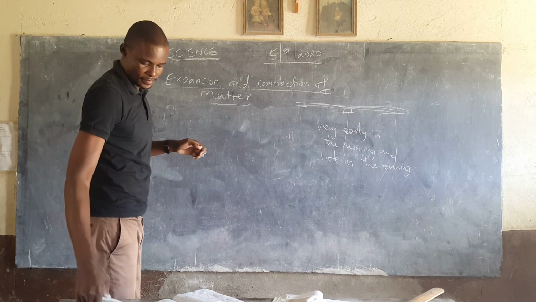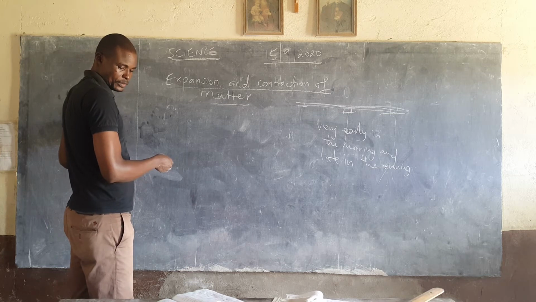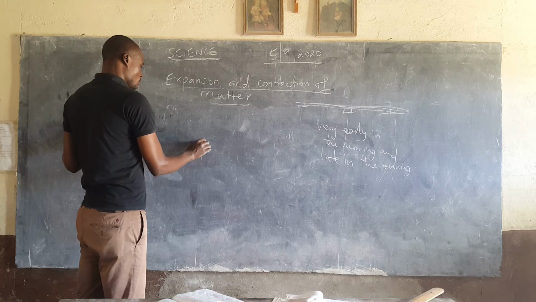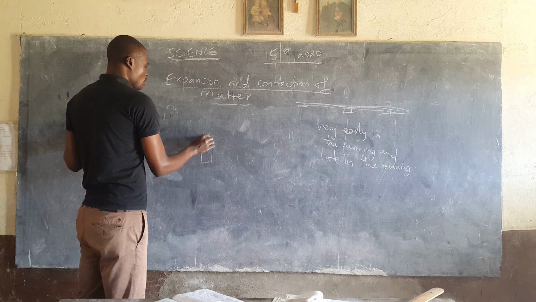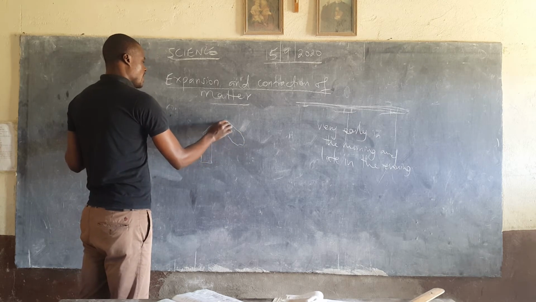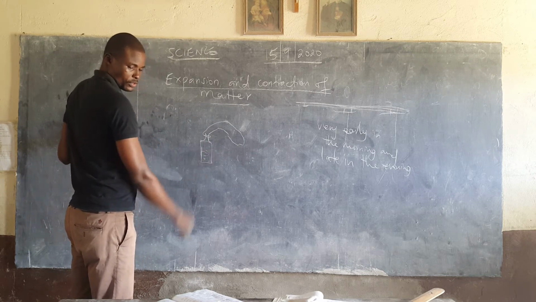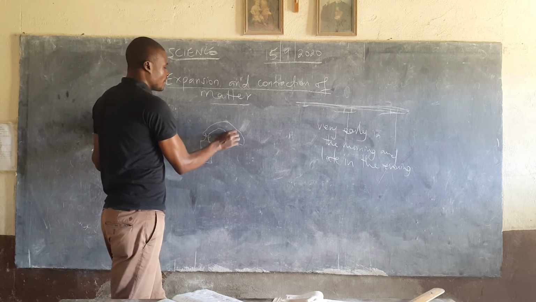On gases, you'll realize that if we put a bottle, let's just talk of a bottle, a metallic bottle or a glass bottle, and we tie a balloon here, a balloon without air inside. If we put a balloon there, you'll realize that air will deflate automatically. There's no air there.